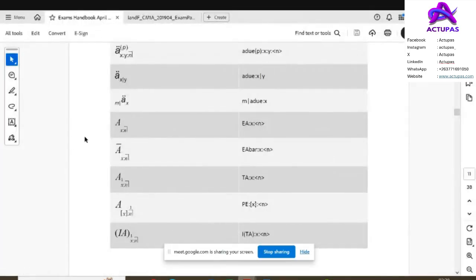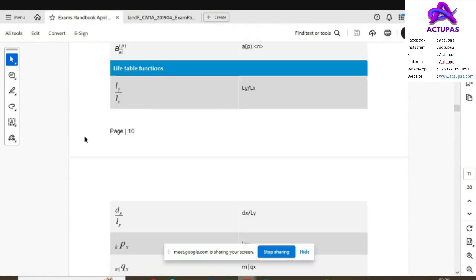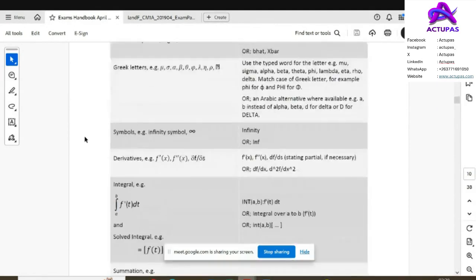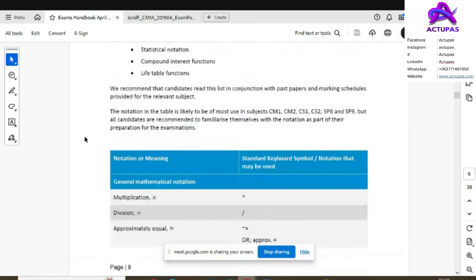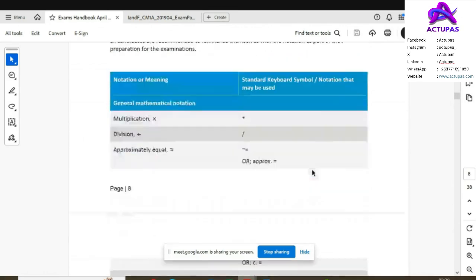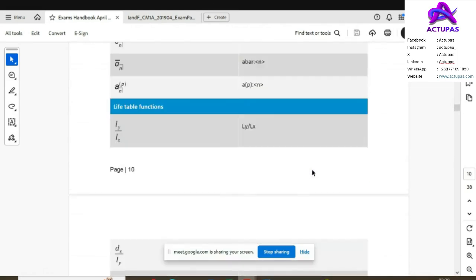For example, as you can see here in the examination handbook, it has some formulae that are useful, some notation, general mathematical notation, and then the standard keyboard symbols that can be used in an exam. So make sure you familiarize yourself with this, and you can use this in Microsoft Word.